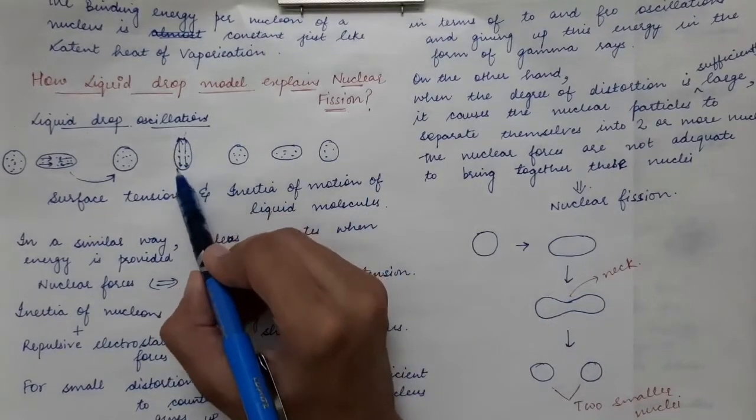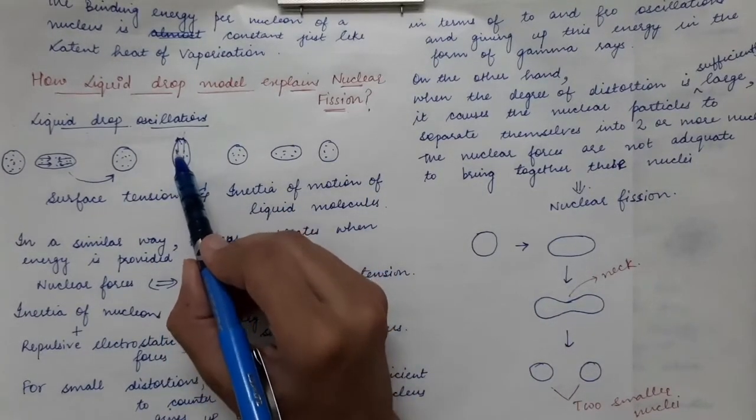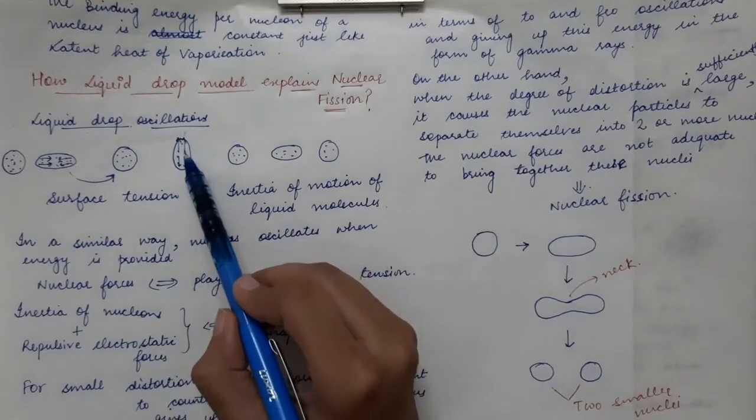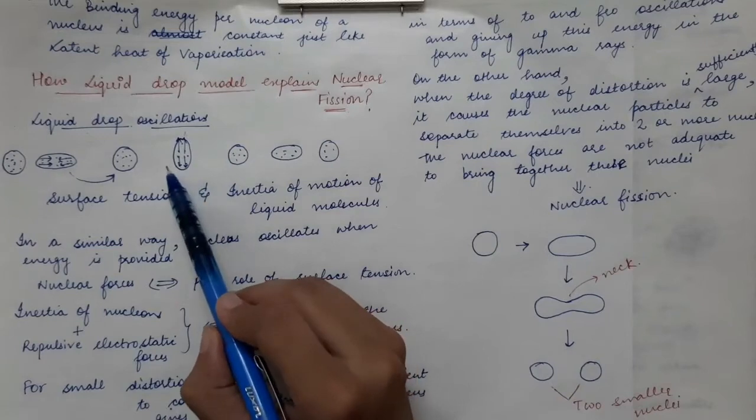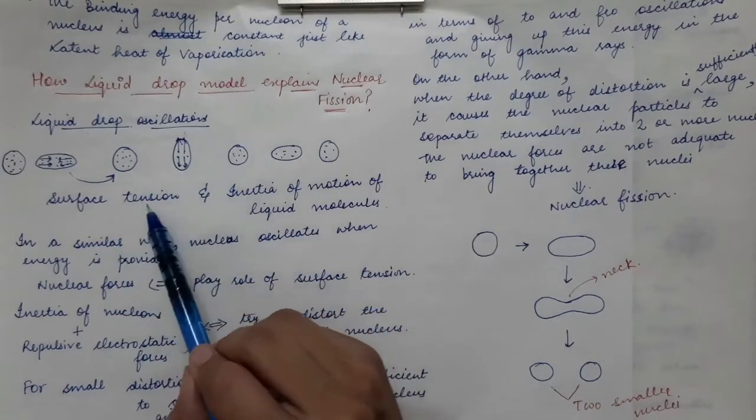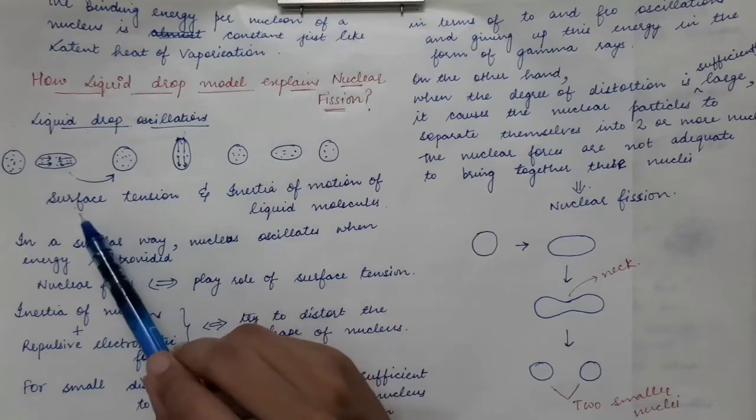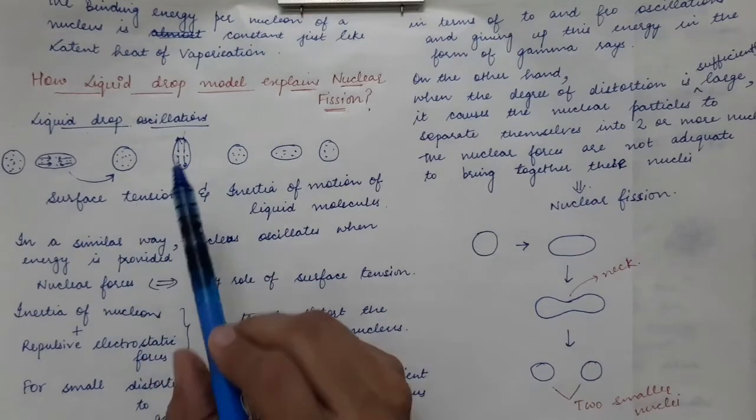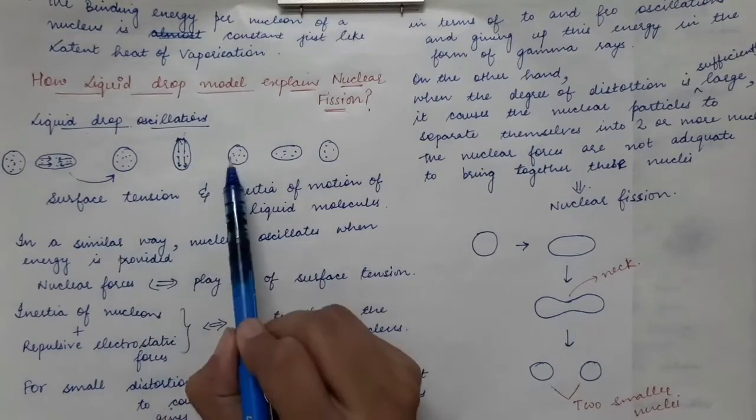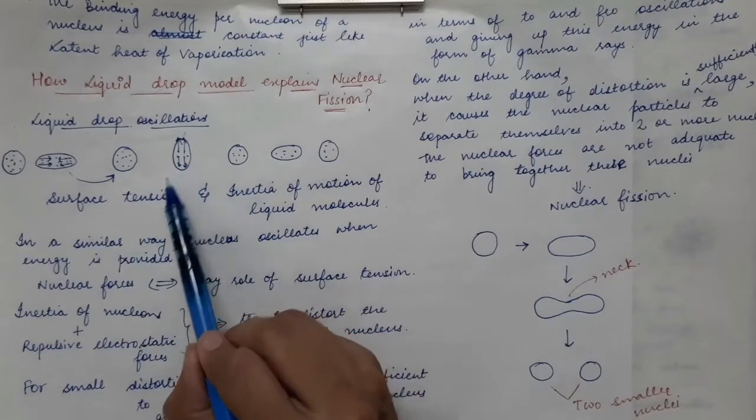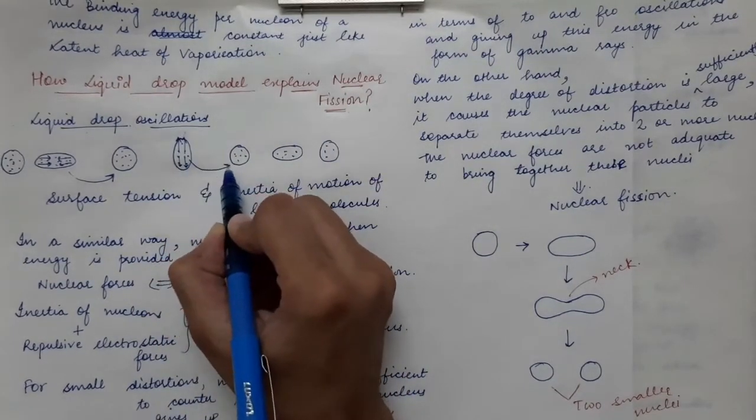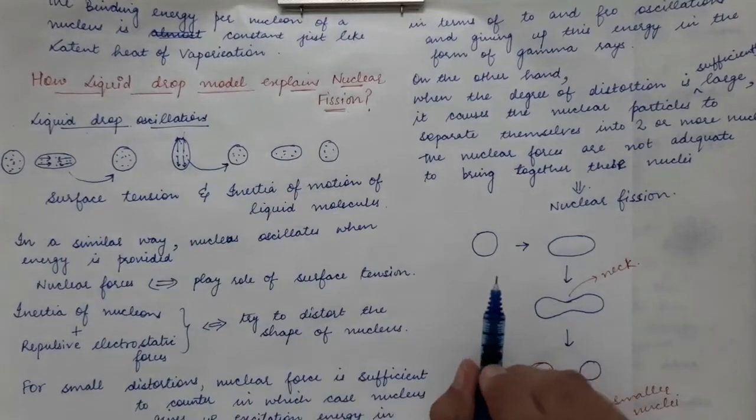In this particular shape, which is obtained due to the inertia of motion, the molecules will go in the vertical direction and they will distort the spherical shape. Now again, the surface tension force will come into play, and the surface tension tries to bring back the liquid drop into the spherical shape. So the surface tension will act, and this will again make the shape of the liquid drop spherical.